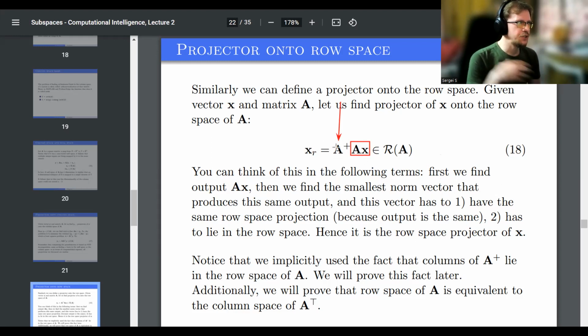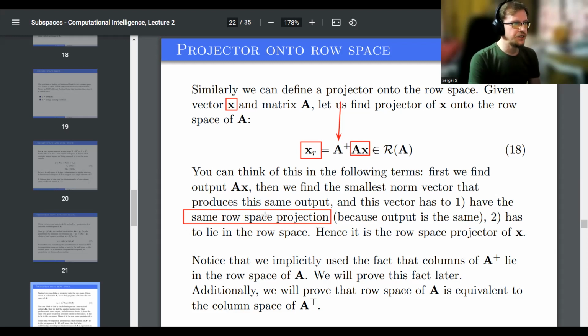Now, this vector that produces the same exact output would have to have the same row space projection. So the row space component of this vector here would have to be the same as the row space component of this vector. Why? Because they produce the same output. AX produces Y, and this one would have to produce Y. Why does it have to produce Y? Because AX lies in the column space, and when you apply the pseudo inverse to a column space vector, you get an exact solution, a zero residual solution. Okay, good.